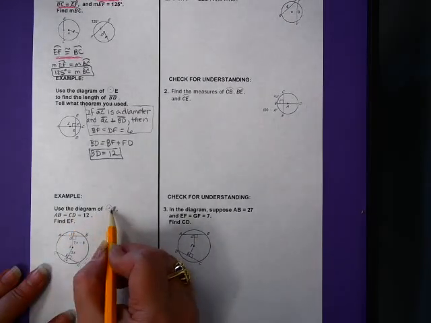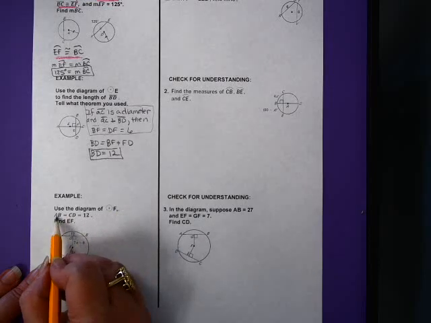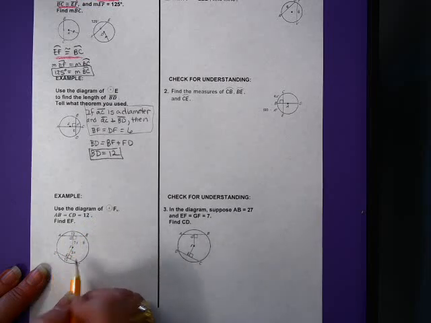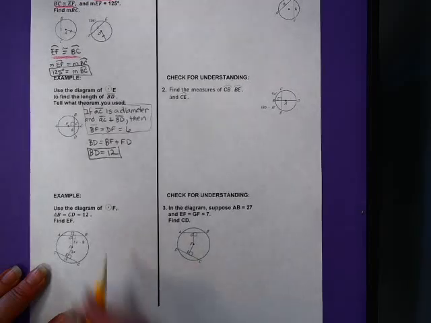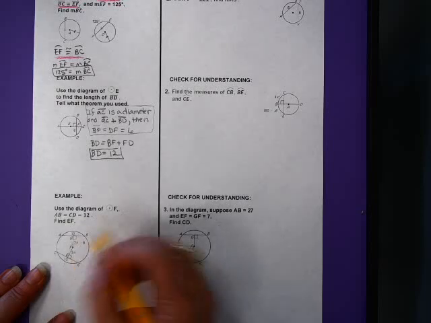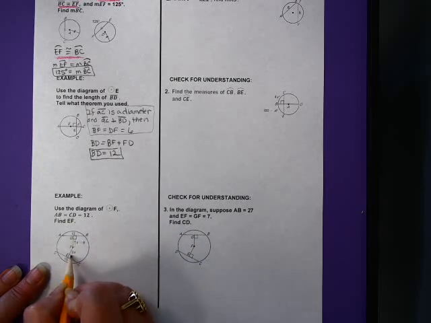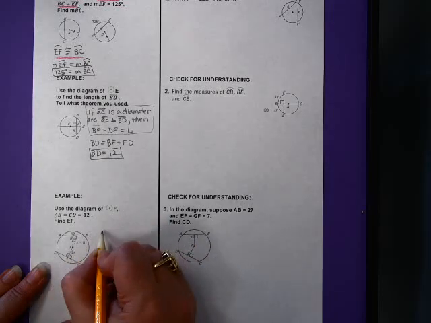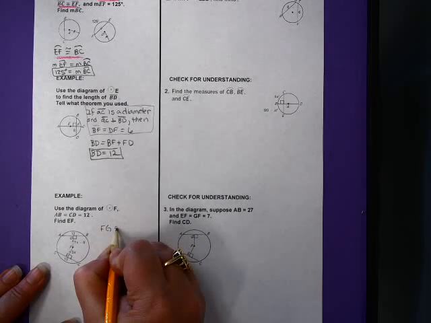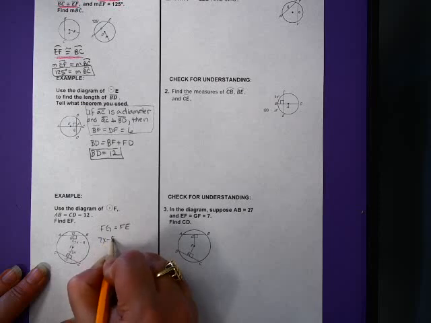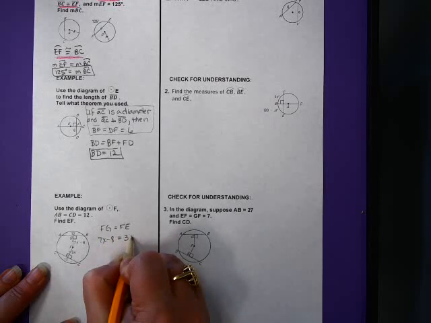Use the diagram of circle F. If AB equals CD, which equals 12, both of them are equal to 12. You can see it, it's written right here. Find EF. Okay, since these chords are congruent, we know that they are equidistant to the center. So we see these little right angle marks, and we know that FG and FE are equal. So since FG equals FE, then we can say that 7x minus 8 is equal to 3x.